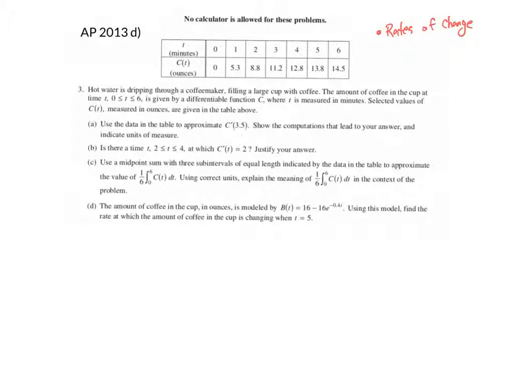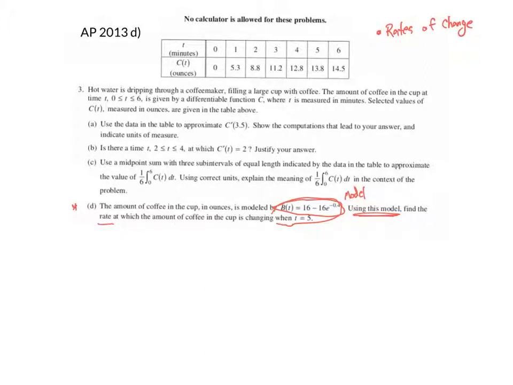Okay, so the amount of coffee in the cup is modeled by this particular function. Oops, b of t equals that. So this is different from the table. This is just a model. And this question doesn't apply to the other ones. This is only in part D. So using this model, find the rate at which the amount of coffee in the cup is changing.